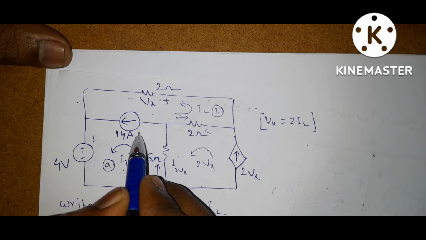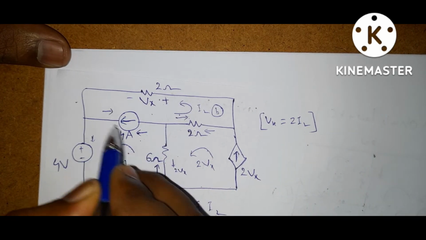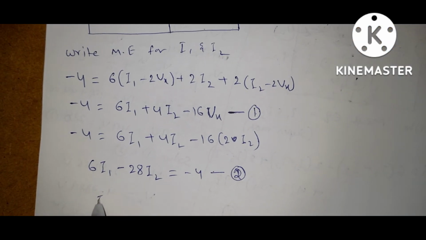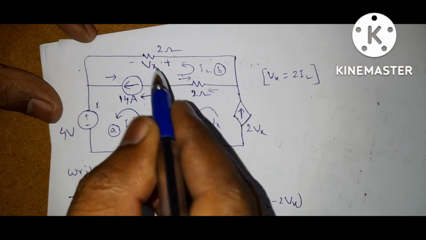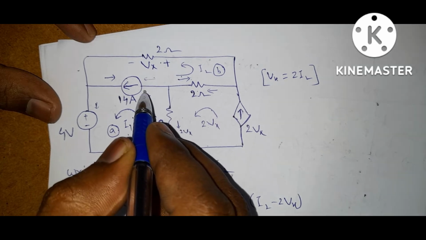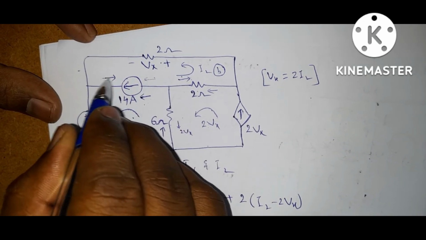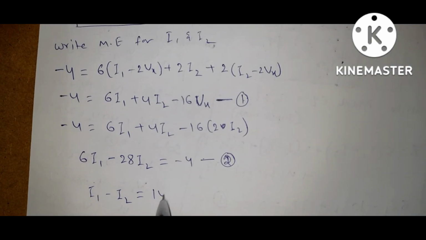Now coming to this current, I1 is in the same direction as the 14 amps and I2 is opposite to the 14 amps. So what is the KCL equation? You will get I1 minus I2, same direction minus opposite direction. Suppose if this current were also in the same direction, then you would take I1 plus I2. But here this is opposite direction, so I1 minus I2 is equal to 14. Equation 3.